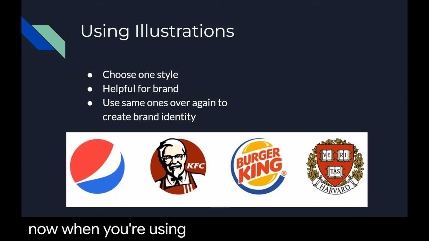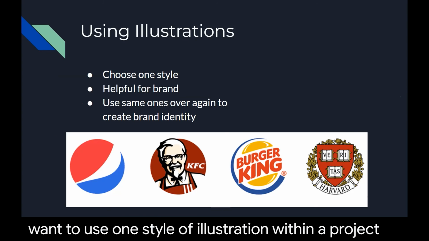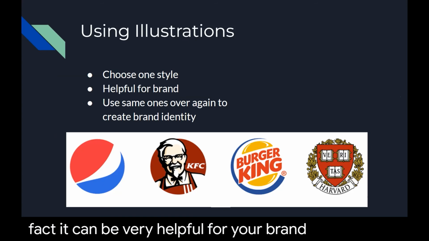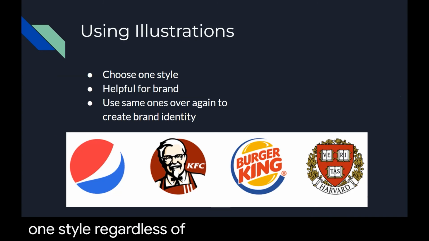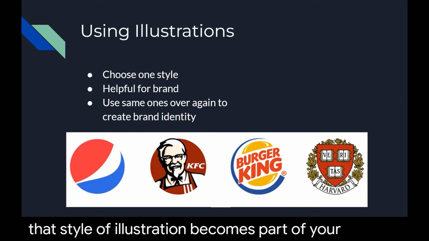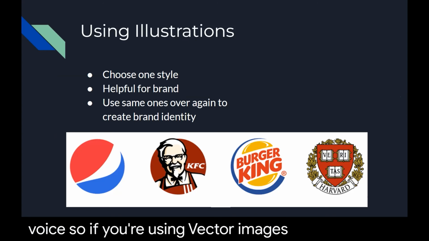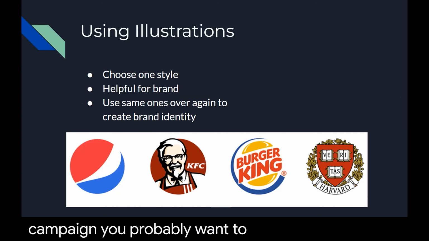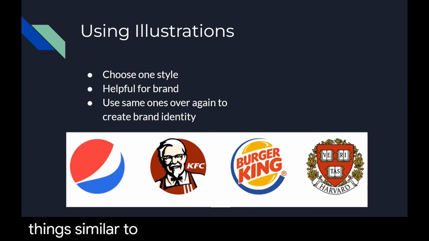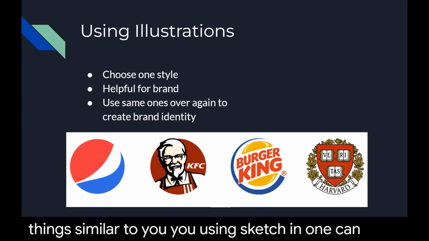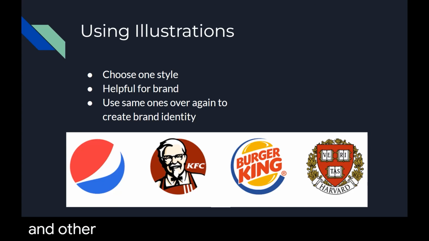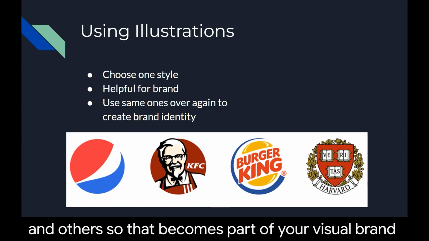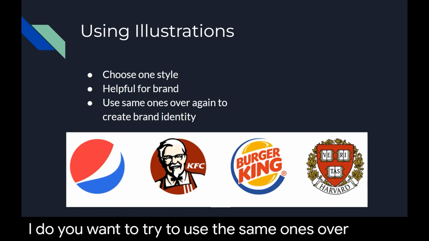Now, when you're using illustrations, there are some key tips for you to use. The first is that you only ever want to use one style of illustration within a project. In fact, it can be very helpful for your brand to only have one style, regardless of project or campaign, so that that style of illustration becomes part of your brand voice. So if you're using vector images in one campaign, you probably want to use vectors for other things. Similar to using Sketch in one campaign, you would want to use Sketch illustrations in others, so it becomes part of your visual brand.